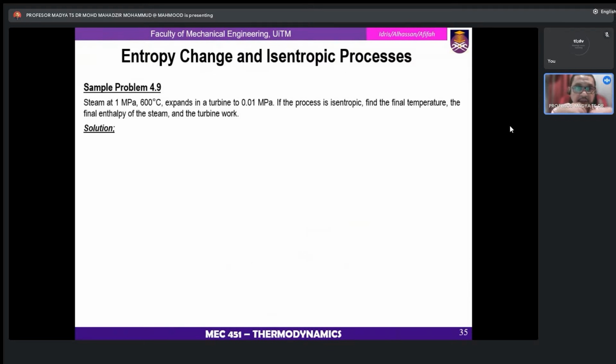Let's look at the example problem. It says that steam at 1 megapascal, 600 Celsius, expands in the turbine to 0.01 megapascal. If the process is isentropic, find the final temperature, the final enthalpy of the steam, and the turbine work.